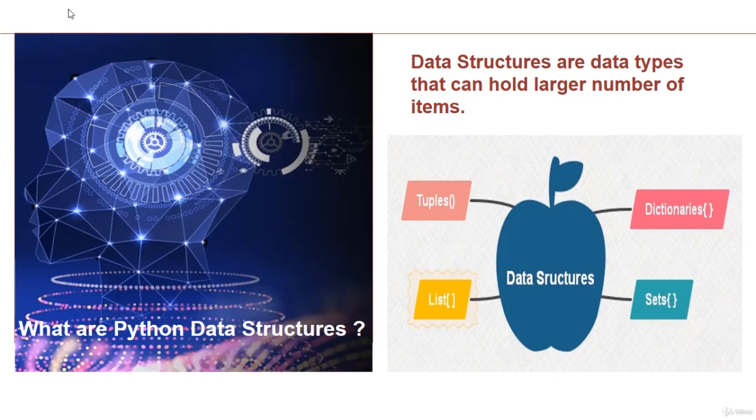Data structures are simply data types that can hold a larger number of items. As compared to variables, which can hold only one item, data structures can hold more than one item, that is, an even longer list of items. The major data structures in Python are tuples, dictionaries, lists, and sets. So let us dive in and see how we can work with data structures.